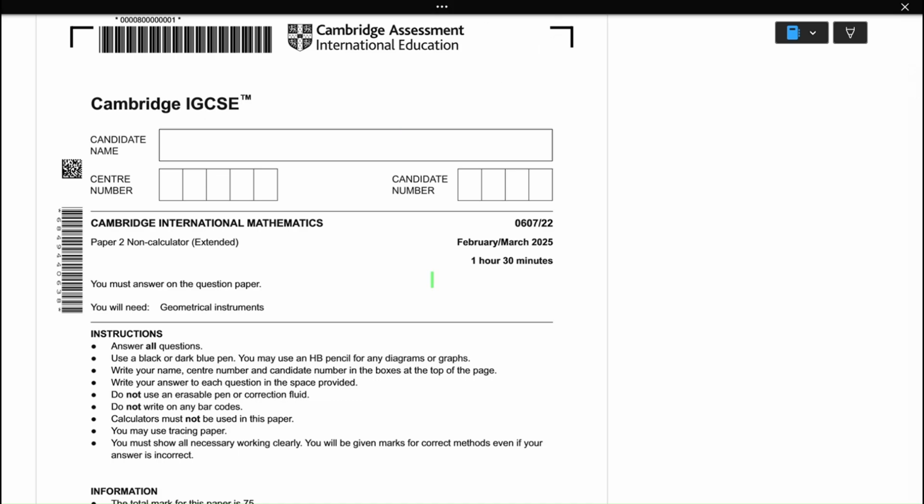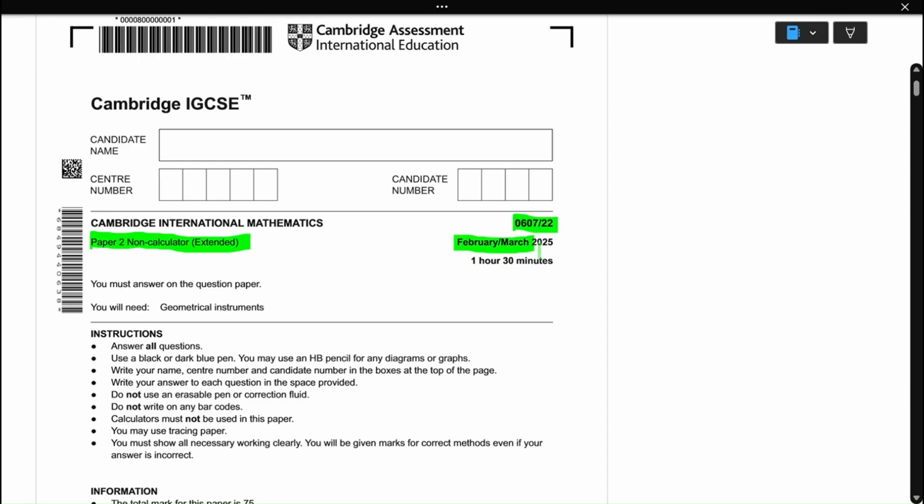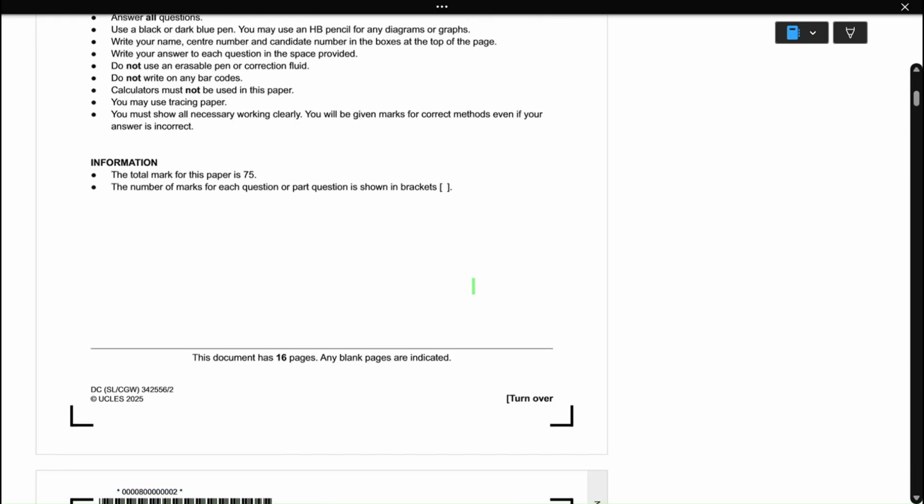Yeah, 607 22 paper 2, non-calculator paper. Non-calculator 60722 February March 25 paper, 1 hour 30 minutes. You cannot use a calculator. Okay, let's go for the first question.